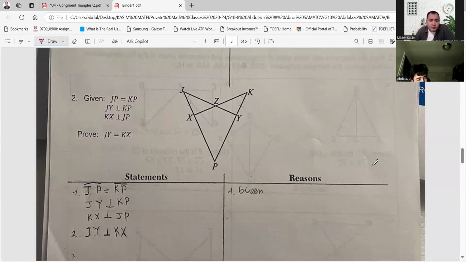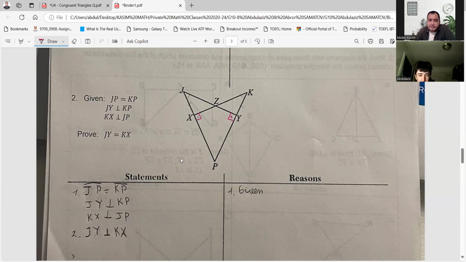What is the question here? Prove that JY, what is JY, is congruent to KX, right? Okay, given that JP, what is JP? JP is KP, right? Okay. And JY is perpendicular to KP. So that means this is a right angle triangle, I mean right angle. And KX is perpendicular to JP. Also, this one is a right angle.